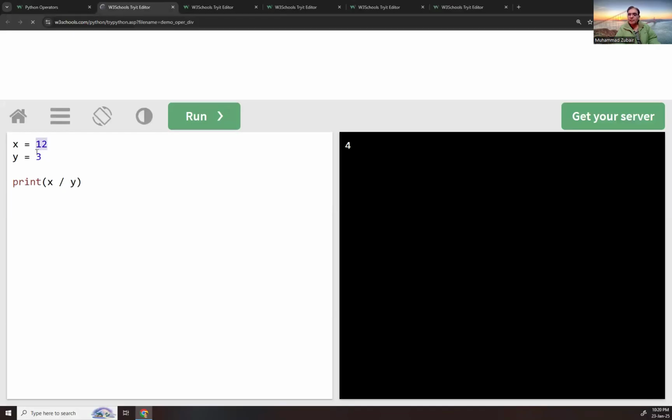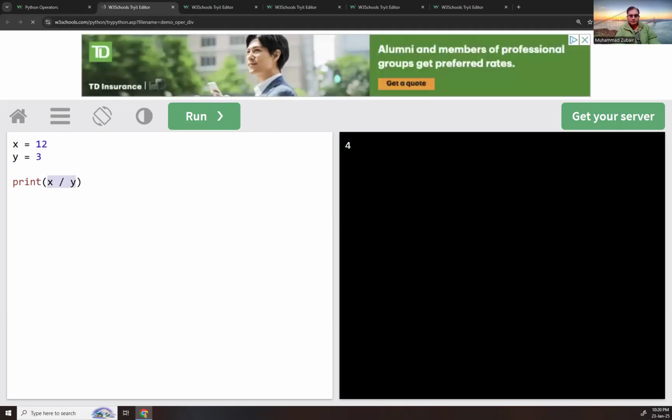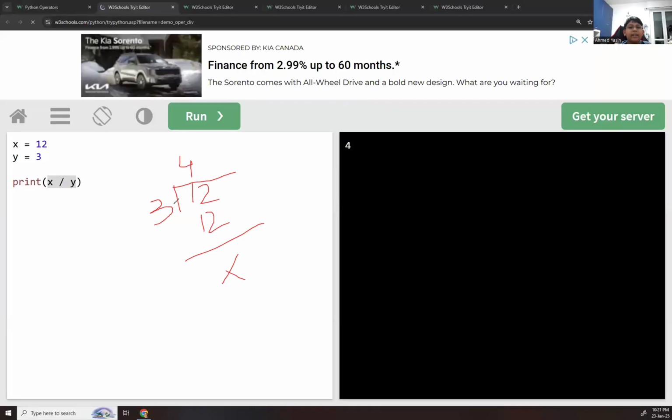So x is 12 and y is 3. What will be the answer if we divide x by y? Oh, I know the answer. You asked me this question before, I think in school. You can do this like 3 fours are 12. Do you know this method, right? Yes, we can divide 12 by 3.